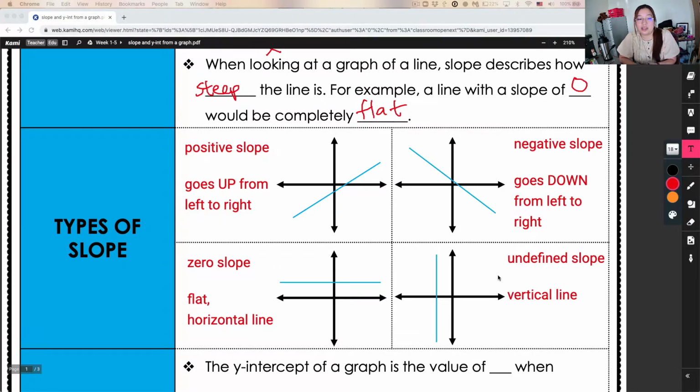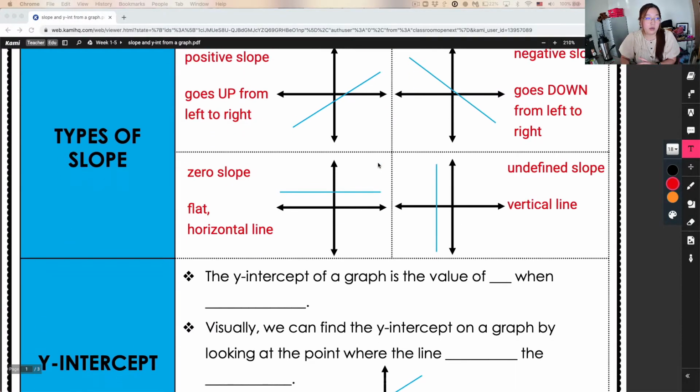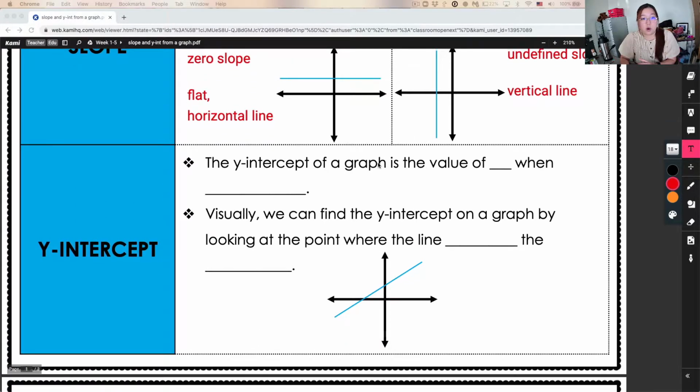But there's really no real world way to describe a relationship with an undefined slope that I can think of, because that's just a physically impossible, weird kind of situation, because x is supposed to be independent. So if you have a vertical line, that's why we call it undefined. It's just strange. It's an anomaly. Okay. Now we are going to talk about the y-intercept.